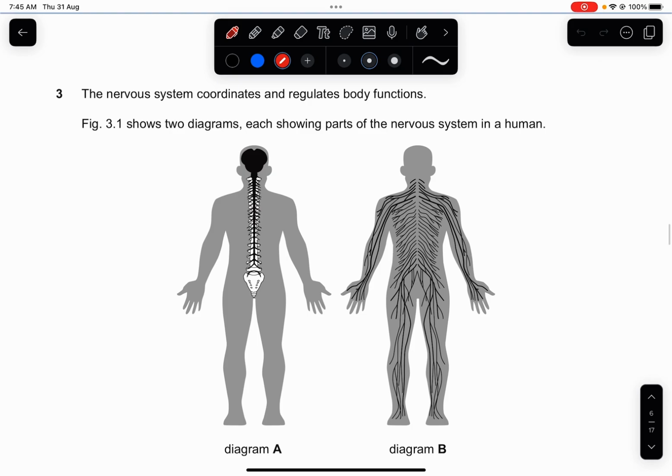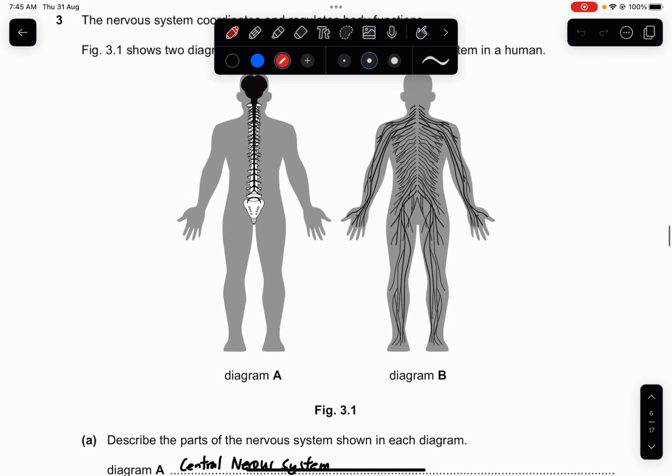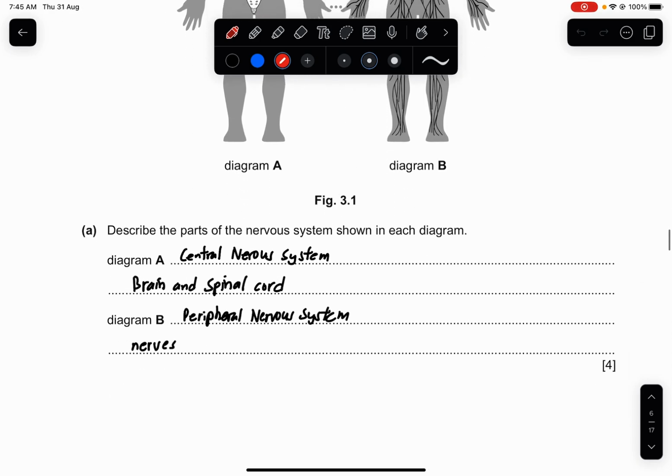Question 3. The nervous system coordinates and regulates body functions. Figure 3.1 shows 2 diagrams, each showing parts of the nervous system in a human. They give diagram A and diagram B. Part A. Describe the parts of the nervous system shown in each diagram. So diagram A is the central nervous system, which contains the brain and the spinal cord, not just the spine. Diagram B is the peripheral nervous system and it only contains the nerves.